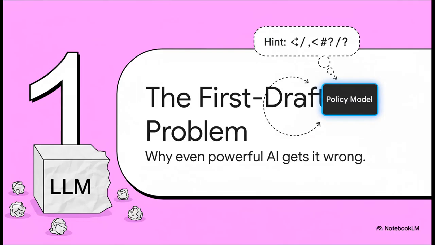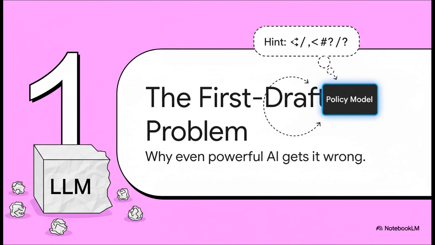All right, first things first, let's talk about the fundamental issue here. If you've ever played around with a large language model, you know this feeling. It doesn't always nail it on the first try, right? It might just make stuff up or totally miss a key instruction in your prompt, or even just make a simple error. We call this the first draft problem, and it's the very reason a technique like the reflection pattern even exists.